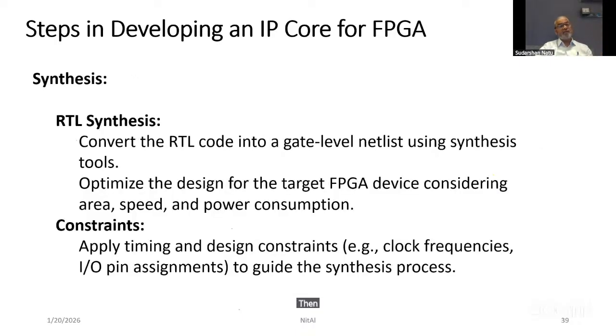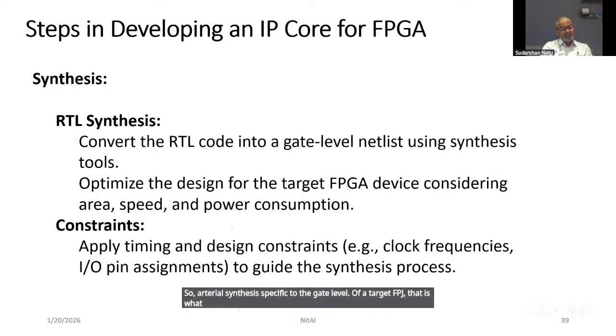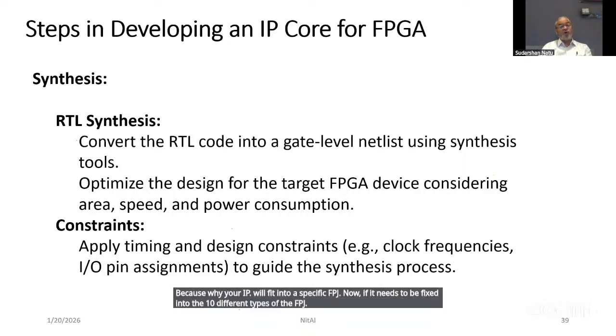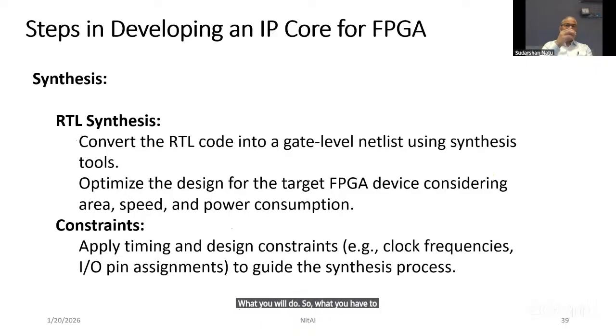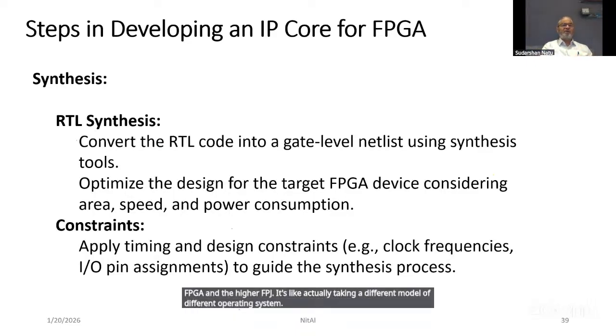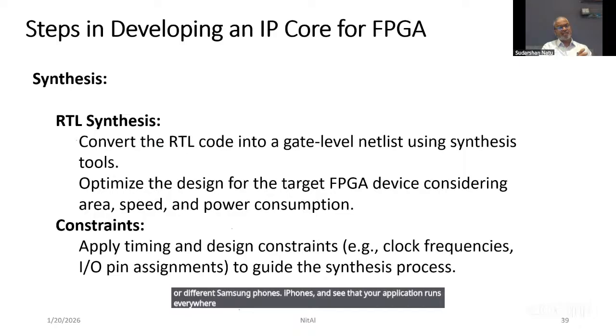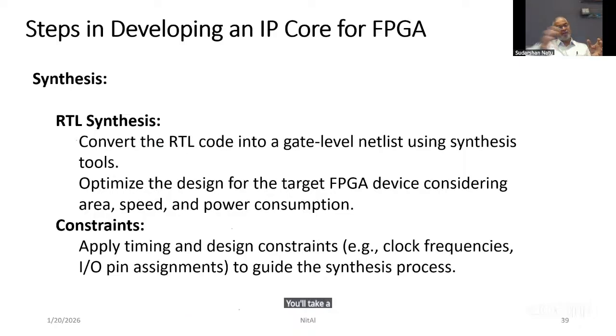Then the step we saw in the previous one is synthesis. So RTL synthesis specific to the gate level of a target FPGA. That is what is really critical in this. Because why? Your IP will fit into a specific FPGA. Now if it needs to be fitted into, say, 10 different types of FPGA, what will you do? You need to select the lower FPGA and the higher FPGA. It's like taking a different model of a different operating system, or different Samsung phones, iPhones, and seeing that your application runs everywhere. Exactly the same thing. You will take a target FPGA and put it across.